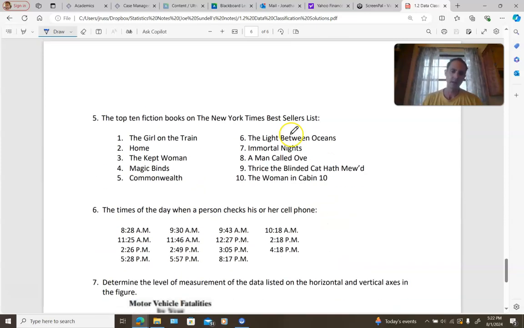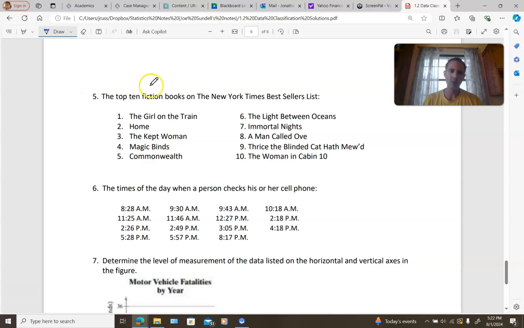All right, got a few more examples. Number 5. I think this one's pretty straightforward, guys, based on that other example. So the top 10 fiction books on the New York Times list of bestsellers, well, it's qualitative data, but it can be ordered. So it is ordinal, the ordinal level of measurement.